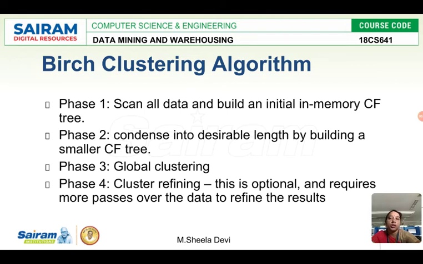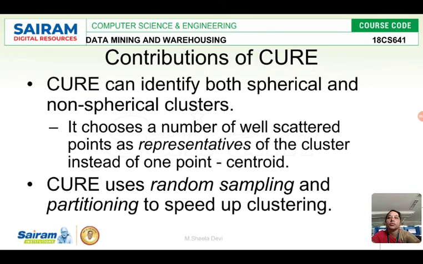The clustering algorithms Birch and CURE are used when the scalability of the data increases. When the size of the data increases, then we go for the scalable clustering algorithms called Birch and CURE. Now we have seen Birch, then we will see the CURE algorithm. Yes, this is the CURE algorithm. This is also one of the scalable clustering algorithms.